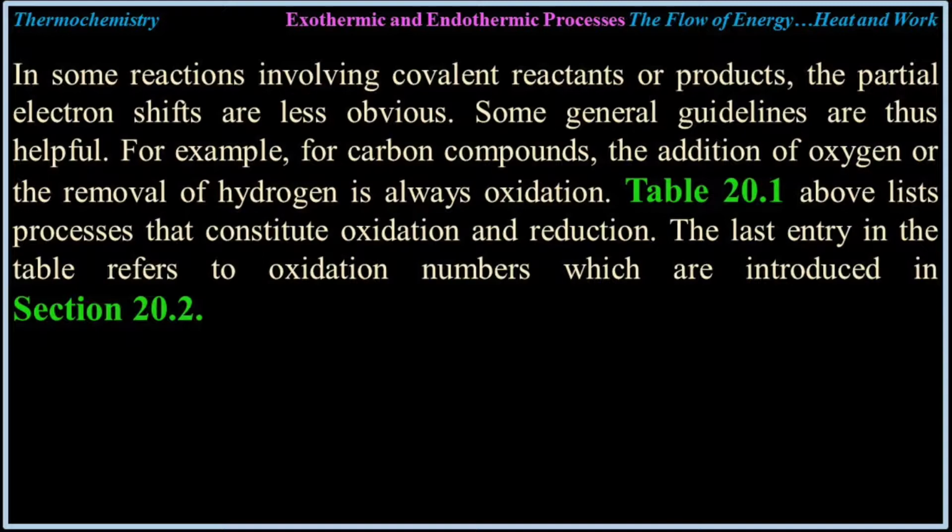For example, for carbon compounds, the addition of oxygen or the removal of hydrogen is always oxidation. Table 20.1 above lists processes that constitute oxidation and reduction. The last entry in the table refers to oxidation numbers, which are introduced in section 20.2.